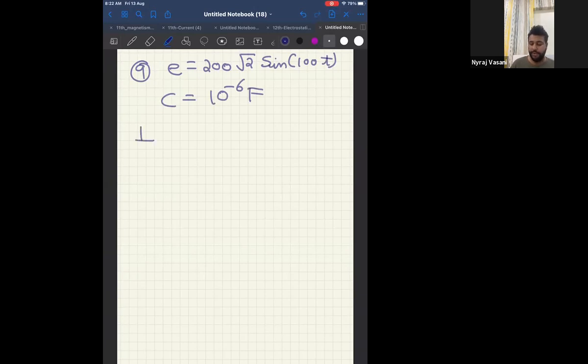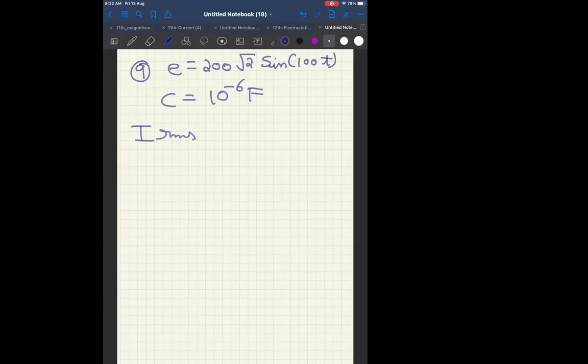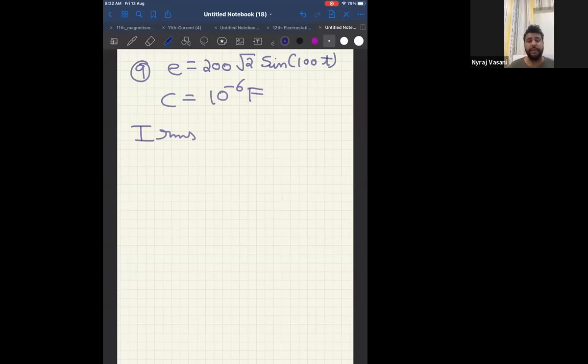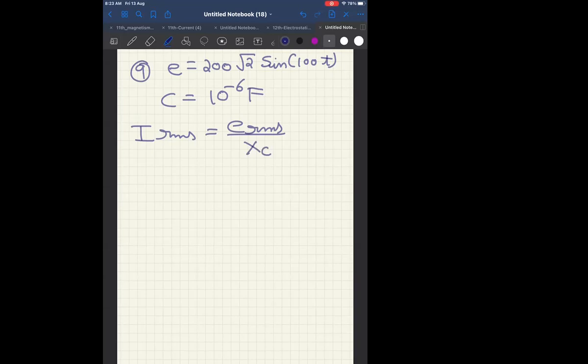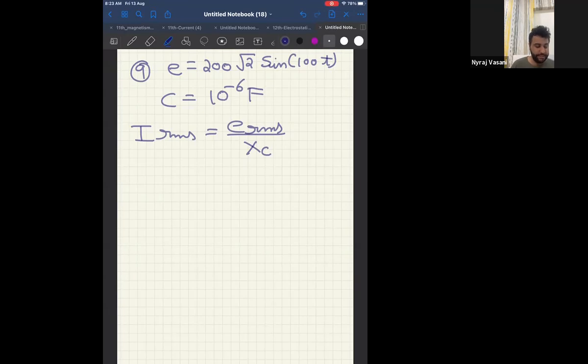Now, tell me, ammeter always gives you RMS current. Any hot wire instruments, hot wire means instantaneous value, will always measure RMS values. Hot wire ammeter, hot wire voltmeter, or ammeter, voltmeter, they always measure RMS values. Now, I want to calculate the value for ammeter. Can I say in this particular case, ammeter reading will be ERMS upon opposition. What is the opposition for a capacitive circuit? Can I say opposition for a capacitive circuit is XC. Therefore, I have to calculate ERMS upon XC.